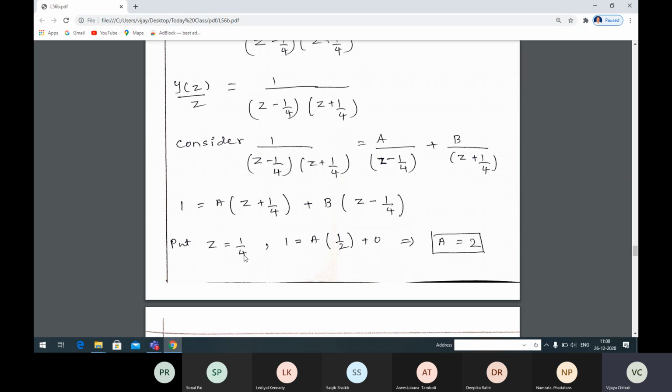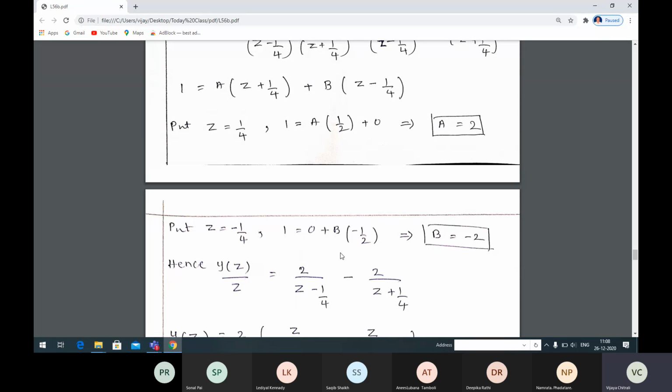So let us substitute first z equal to 1 by 4. 1 is equal to a into, 1 by 4 plus 1 by 4 is 2 by 4, which is 1 by 2, and in the b term, 1 by 4 minus 1 by 4 cancels, 0 into something is 0. So 1 is equal to a by 2 and a is equal to 2. A is equal to 2.